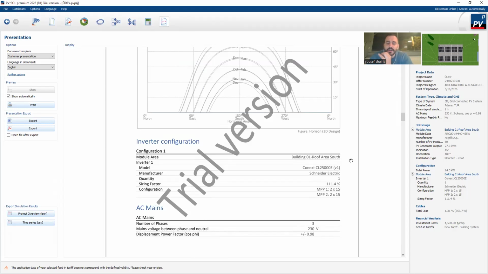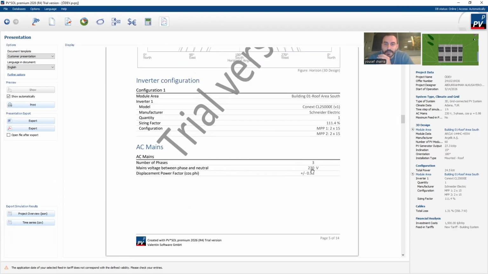Also on this page, you can see the AC mains configuration. The system operates on a three-phase connection with 230 volts between phase and neutral, and a displacement power factor cosine phi of plus or minus 0.98, as you see here. This high power factor means the system operates very efficiently with minimal effective power losses.